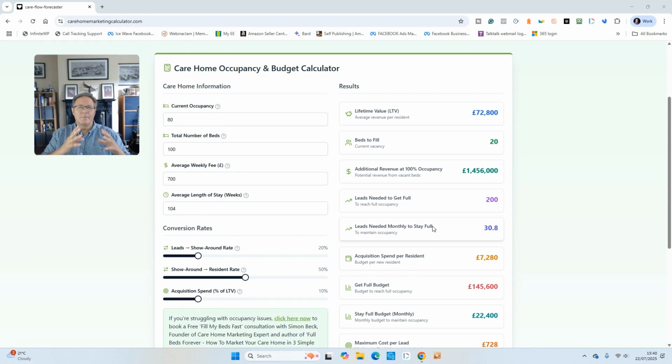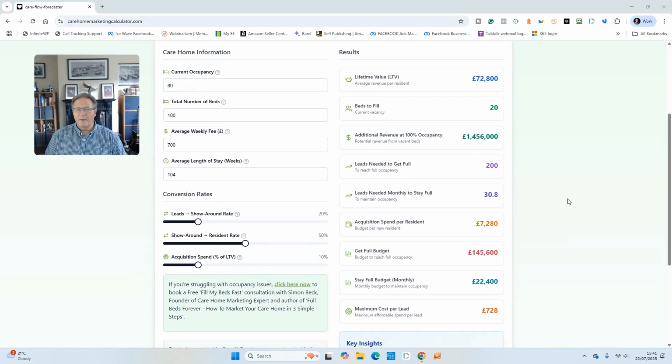Okay, so in your first year, when you're trying to get to 100% occupancy and stay there, you're going to have to spend more money because you need to get more people in to get full and then stay full than you would do in subsequent years when you're actually merely having to replace the people that sadly passed away. So they're the two different figures that you've got there.